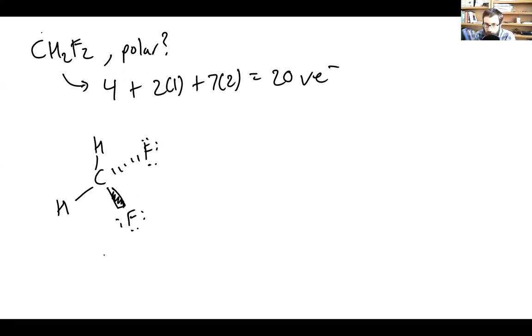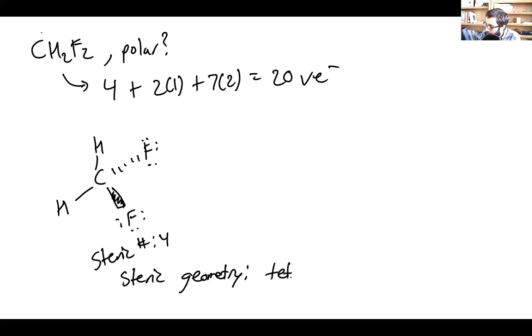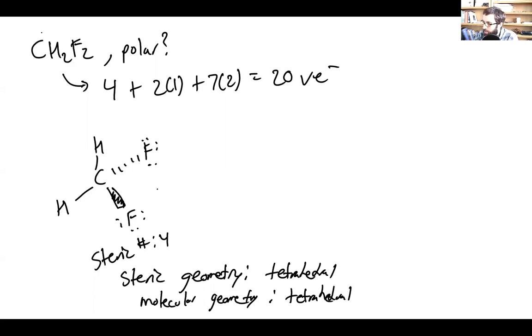So again, just like for carbon tetrachloride in the last video, steric number is going to be 4. The steric geometry is therefore going to be tetrahedral. And the molecular geometry, since there's no lone pairs on the central atom, is always going to be the same as the steric geometry. So it's also going to be tetrahedral.